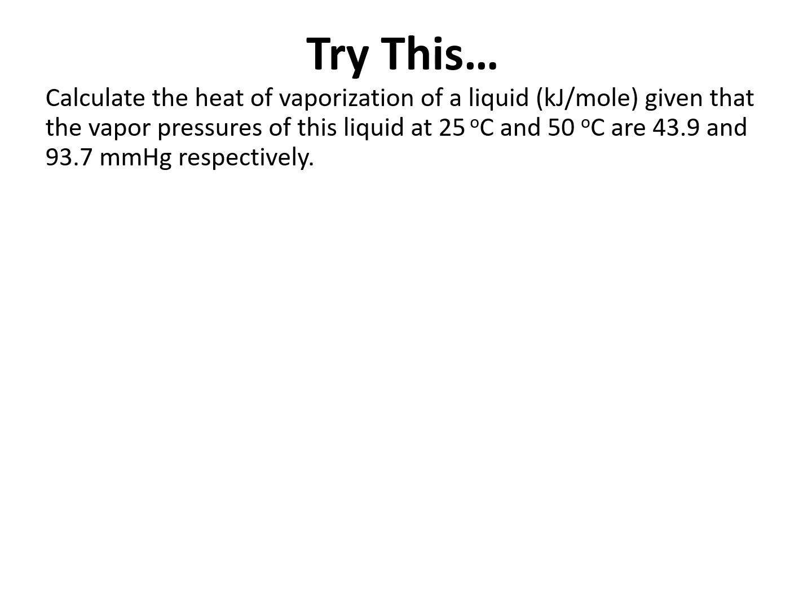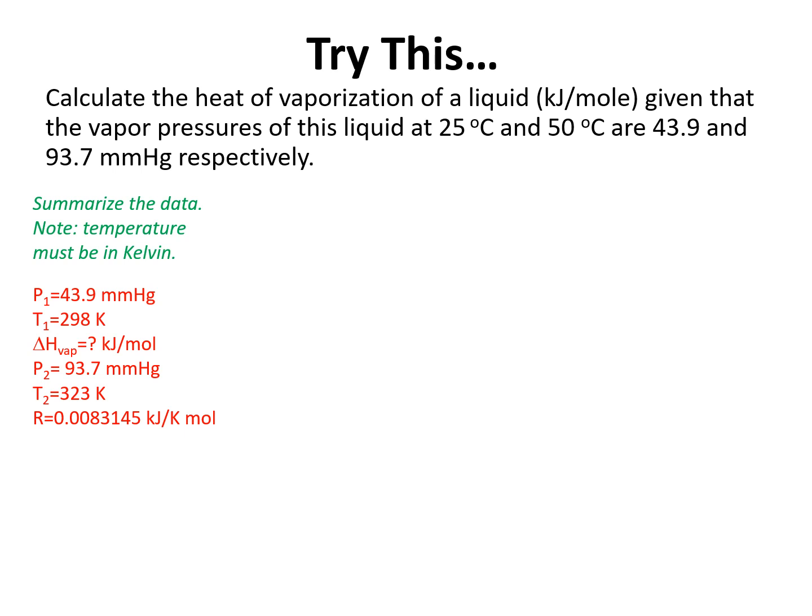Let's try another problem. Here we're asked to calculate the heat of vaporization of a liquid, given that the vapor pressure of the liquid at 25 and 50 degrees are 43.9 and 93.7 millimeters of mercury, respectively. We're going to summarize the data. Note the temperatures need to be converted to Kelvin. For this formula, temperature has to be in Kelvin.